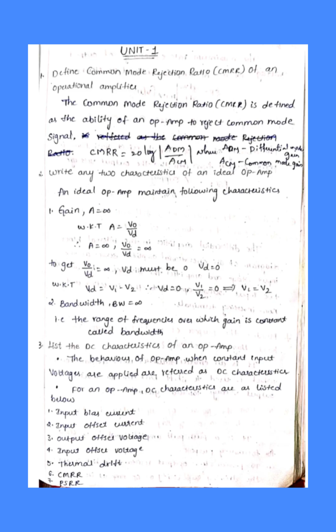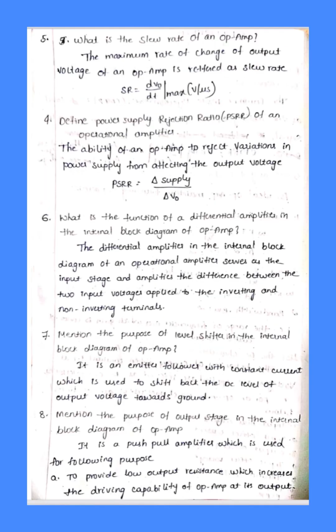Question number 3, list the DC characteristics of an op amp. The behavior of an op amp when constant input voltages are applied is referred to as DC characteristics, and for an operational amplifier, DC characteristics are listed below. We know many, but few we are mentioning here: input bias current, input offset current, output offset voltage, input offset voltage, thermal drift, CMRR, PSRR, etc. If possible, you also define these with the basic definitions.